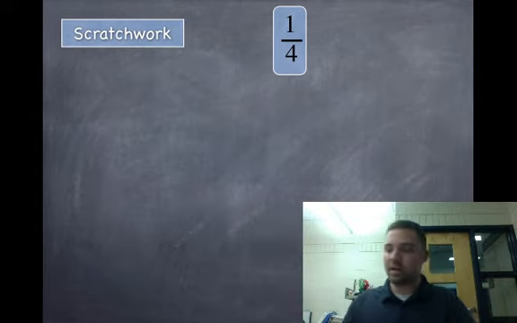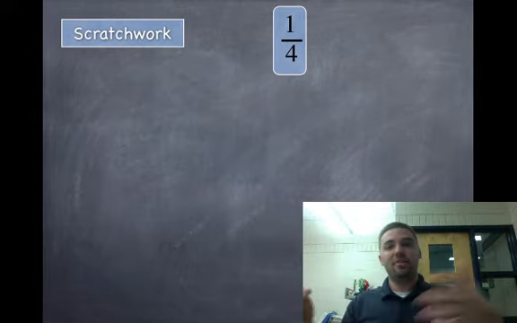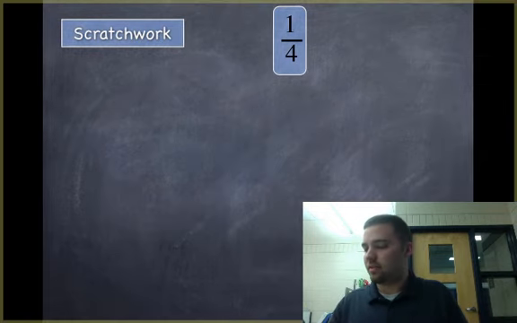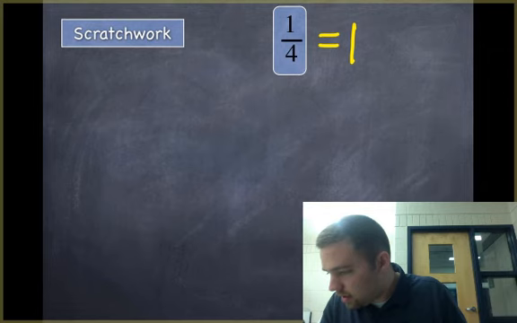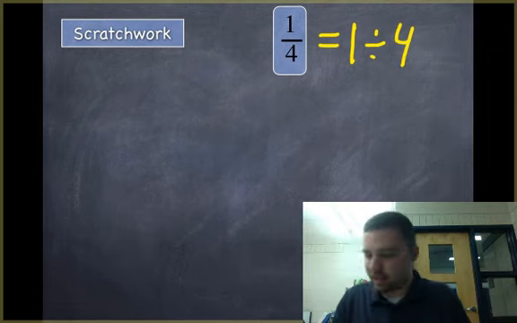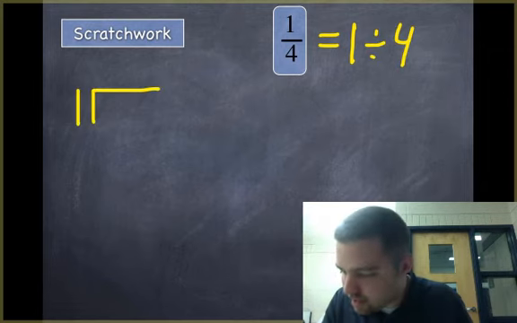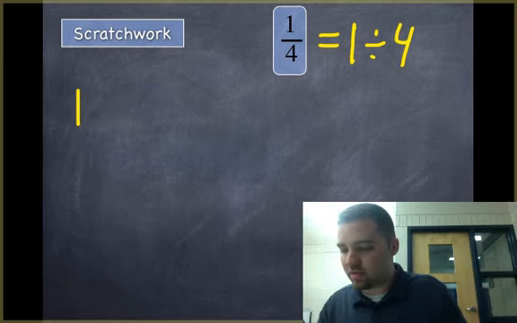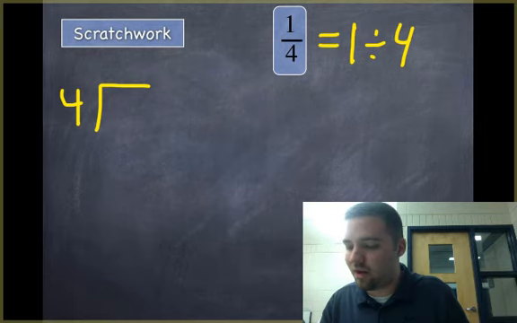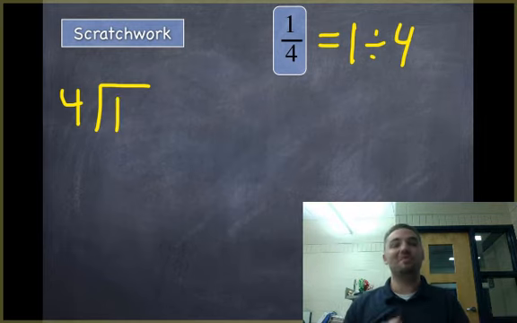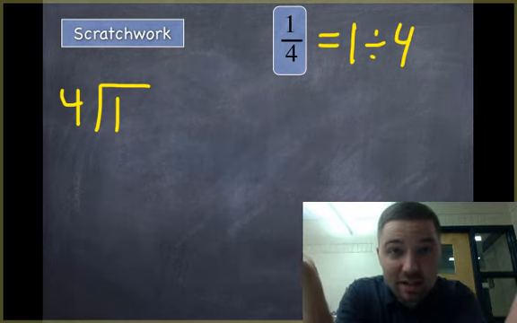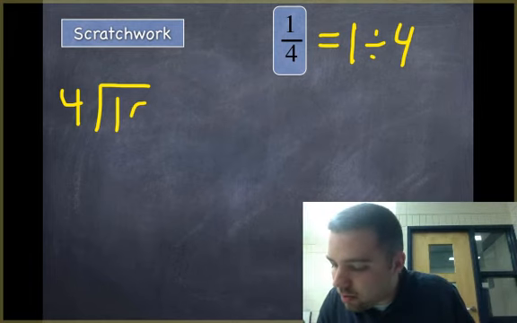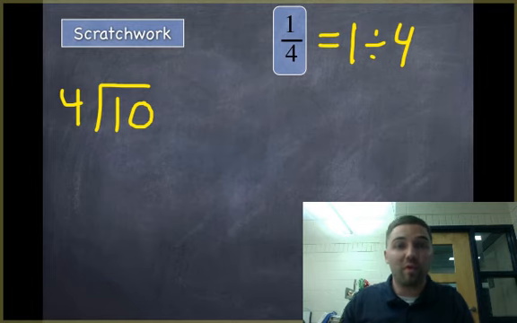Oh, 1/4. How am I going to do this? The number on top's not even bigger than the number on the bottom. Well, let's go look. This is equal to 1 divided by 4. All right, I can do that. 1 divided by 4. That's not written correctly. 1 divided by 4. How many times does 4 go into 1? It doesn't. What should I do? Well, why don't we add a 0? Oh, yeah, because 4 would go into 10.